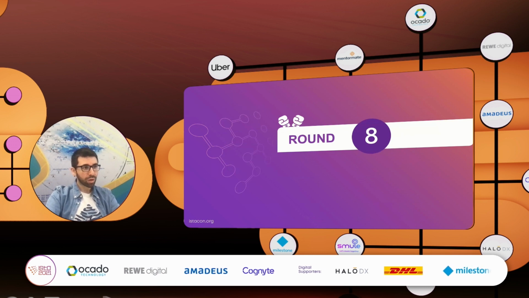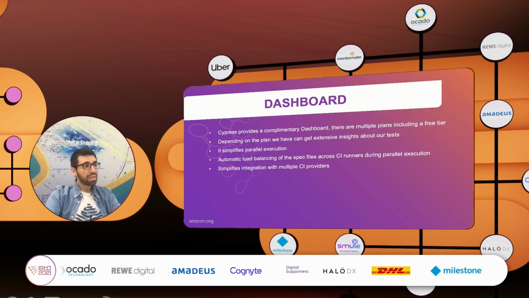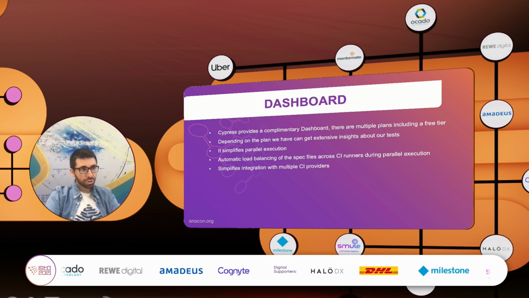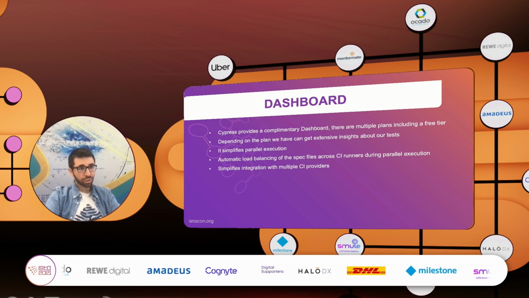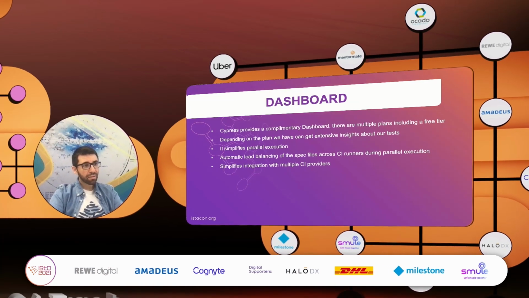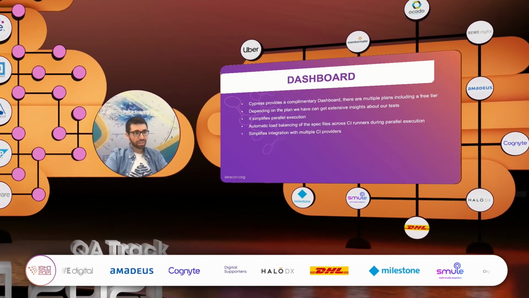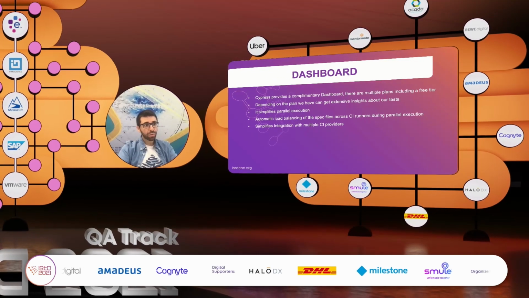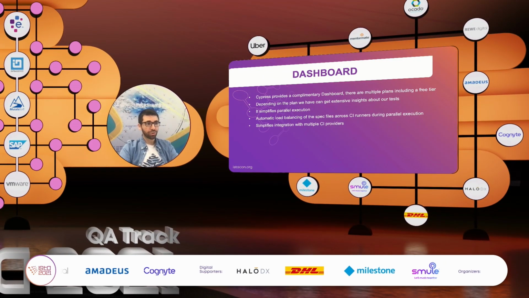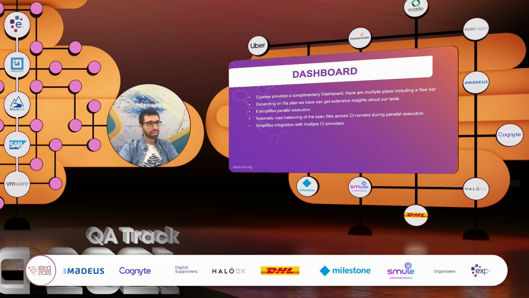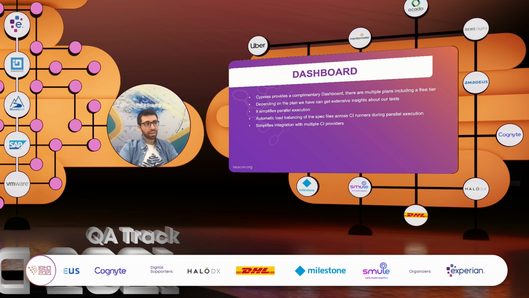Okay, moving on to round 8, the dashboard. Cypress provides a complementary dashboard. There are multiple plans, including a free tier one. Depending on the plan, we can get extensive insight into our tests, such as flaky test management. It tells us which of our tests, after multiple executions, tend to be more flaky or not, which tests execute faster, which tests execute slower, which tests are dependent on network lagging, latency, and similar.